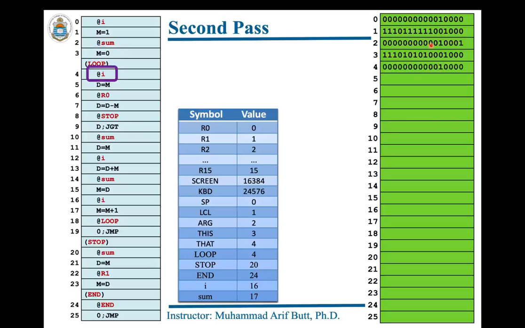Do note that this instruction loop over here does not generate any machine code. The instruction at address 4 is being translated over here, and once this instruction comes, since we already have the symbol I over here, no new variable is created. Rather, this I is simply replaced with 16 and its corresponding 16-bit instruction is generated in the Hack machine language. So this is how we keep on moving ahead, one instruction after another.